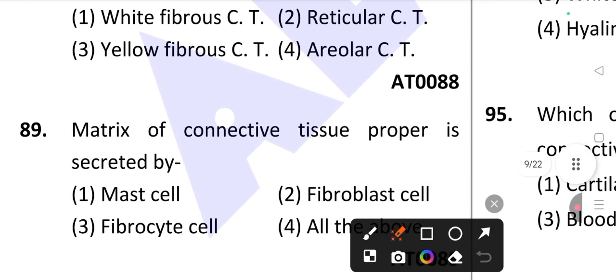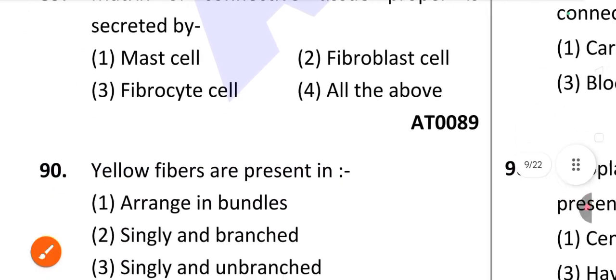The next we will see 89th question, matrix of connective tissue proper. It is secreted by option 4, all of the above. It is secreted by mast cell, fibrocyte cell, fibroblast cell. So matrix, it consists of all of the above.